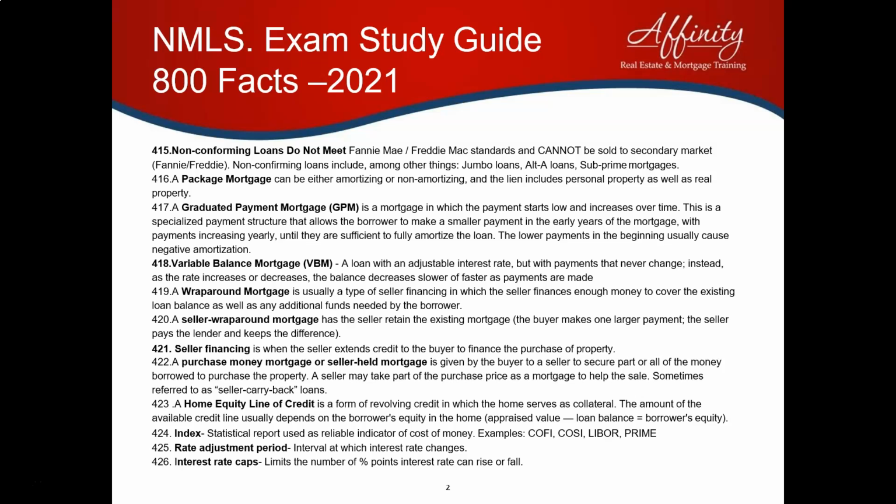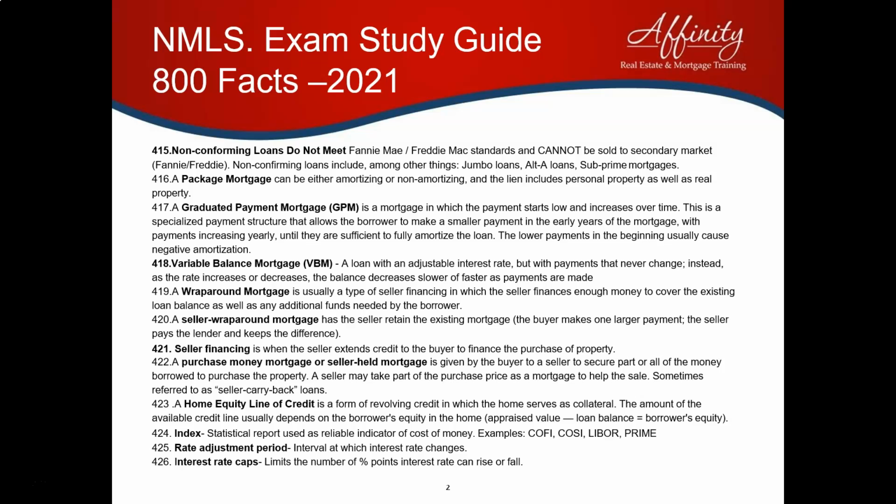Variable balance mortgage, or VBM, is a loan with an adjustable interest rate, but with payments that never change. Instead, as the rate increases or decreases, the balance decreases slower or faster as payments are made. A wraparound mortgage is usually a type of seller financing in which the seller finances enough money to cover the existing loan balance as well as additional funds needed by the borrower. A seller wraparound mortgage has the seller retain the existing mortgage.